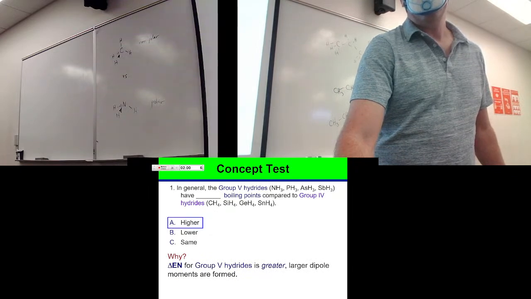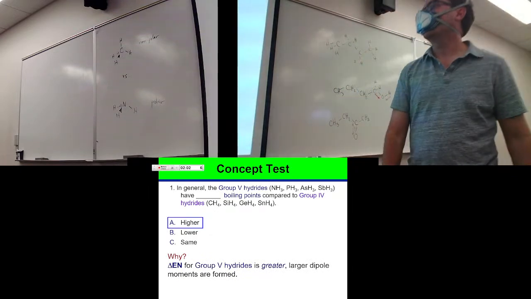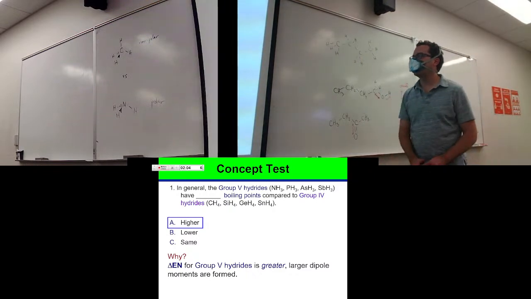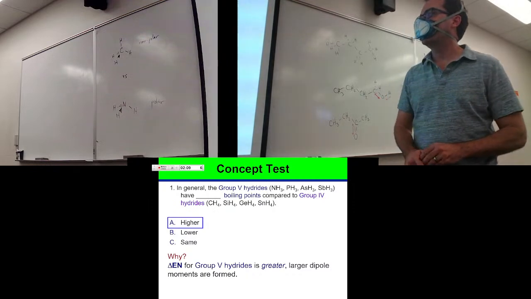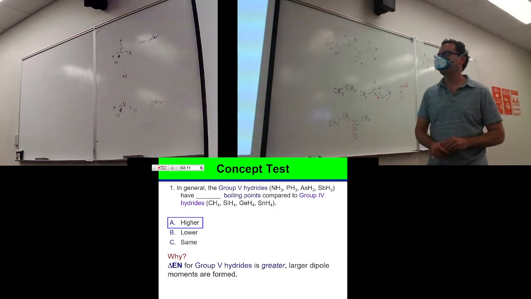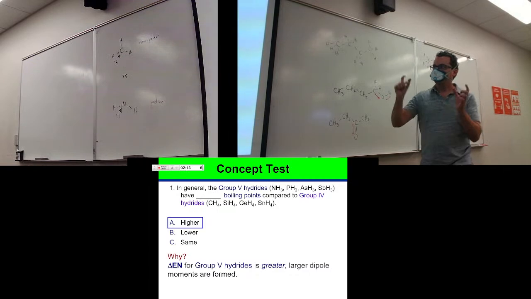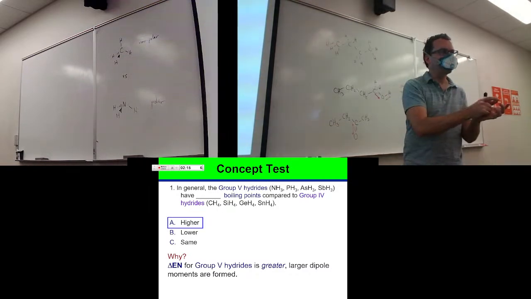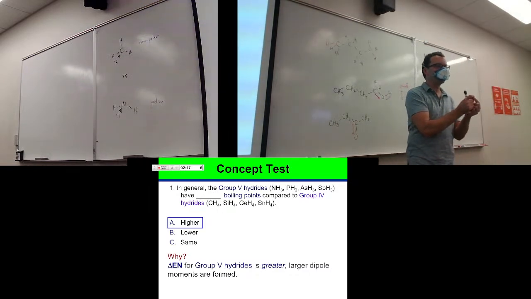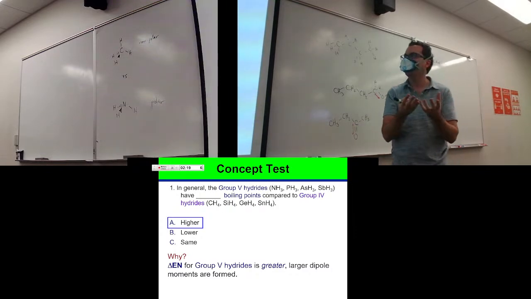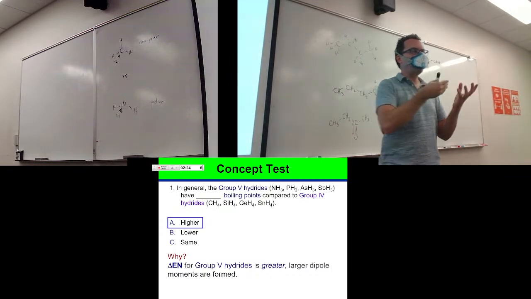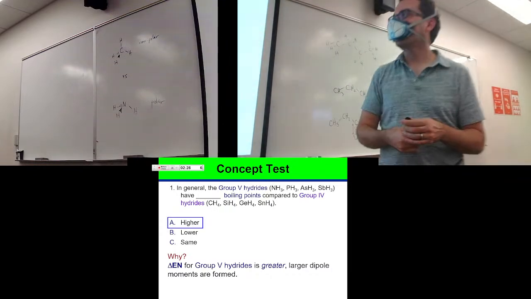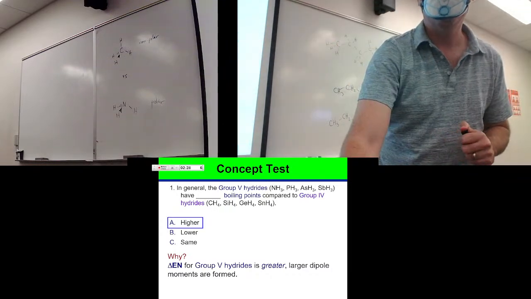I am not a fan of this explanation, but it also makes sense too. I think the shape is the better explanation. But another reason is that the difference in electronegativity for group 5 hydrides is greater. So carbon versus hydrogen has a small difference in electronegativity, so it's fairly nonpolar bonds to begin with. Nitrogen versus hydrogen is a bigger difference, so it's a more polar bond. But I think the shape plays a better role in this case.